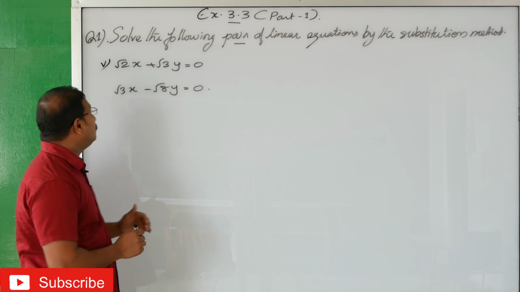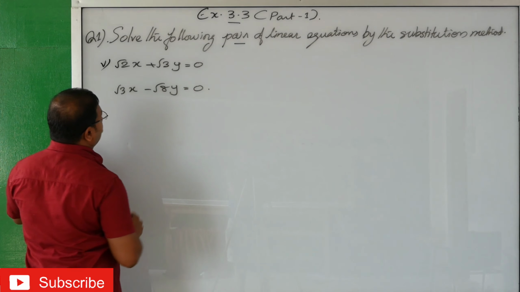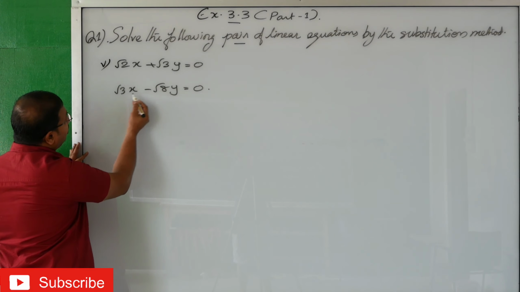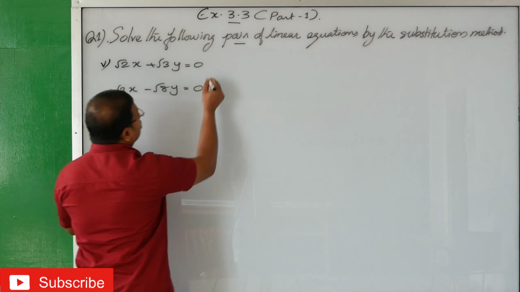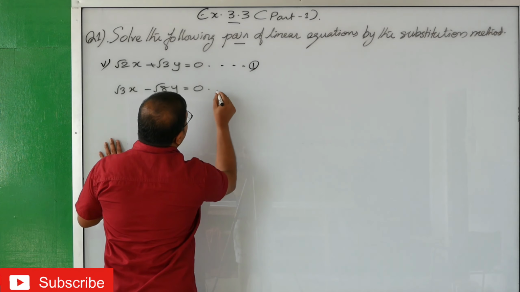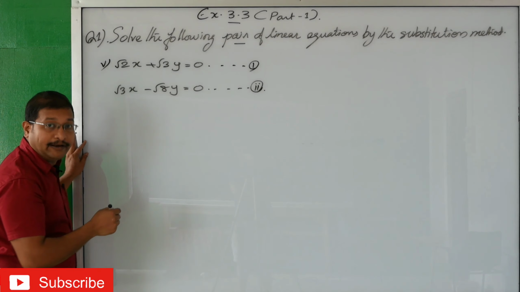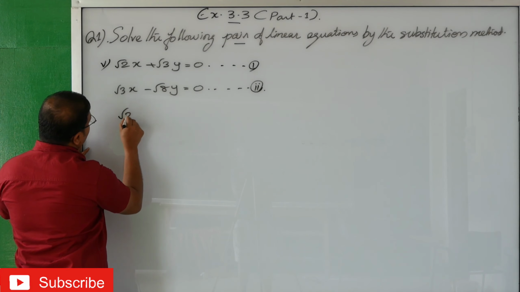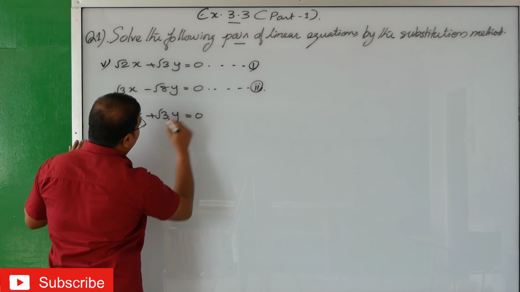Let's see question number 5. I'll read the question. Root 2x plus root 3y equals 0. Second equation, root 3x minus root 8y equal to 0. Ready? The first equation we'll write as equation number 1, the second as equation number 2. After that, the first equation we'll write one more time. What is that? Root 2x plus root 3y equal to 0.